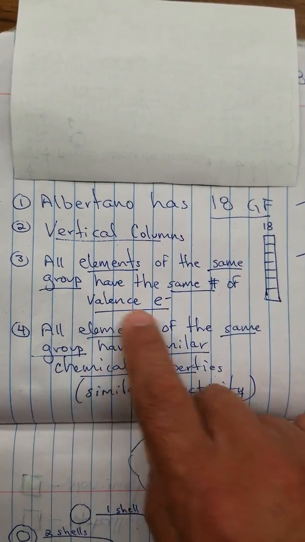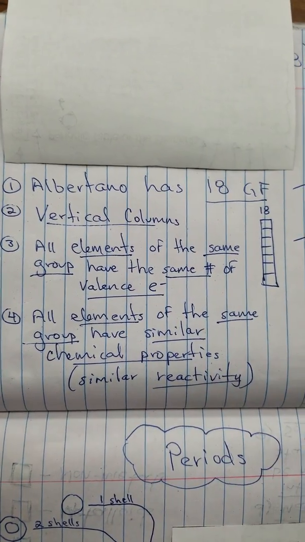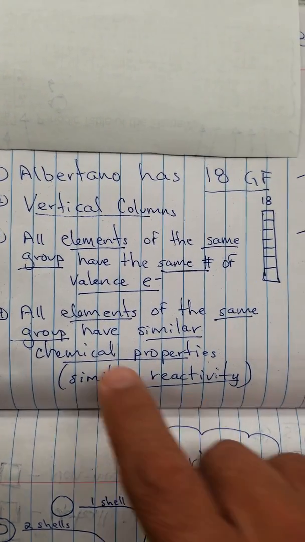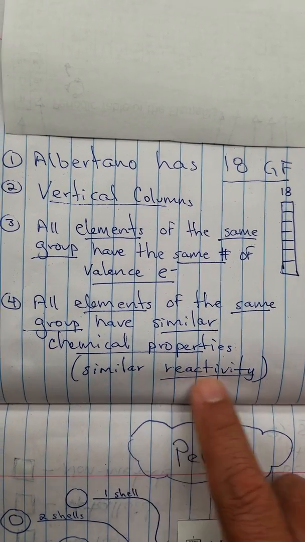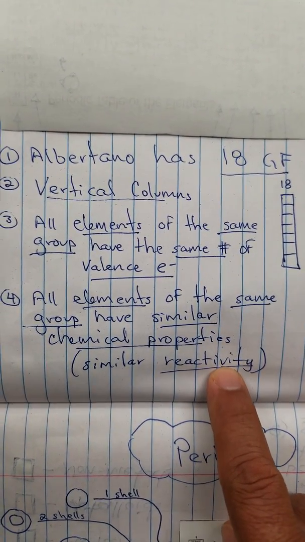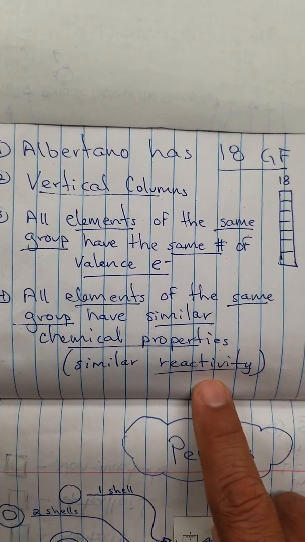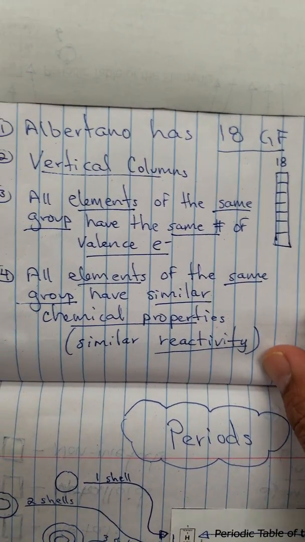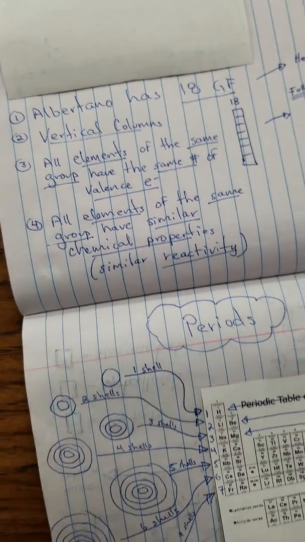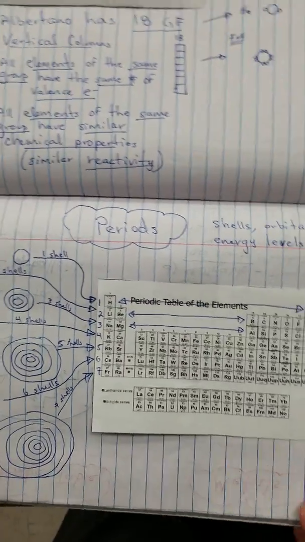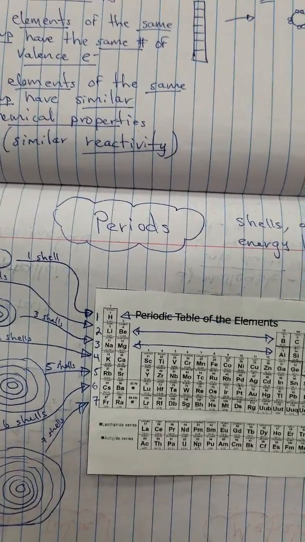All elements of the same group have the same number of valence electrons. And all elements of the same group have similar chemical properties like reactivity. Reactivity, guys, is one of the chemical properties, and this is one that is mentioned all the time in STAAR. Alright, so make sure you have those. On the next page, we have periods. That's the title for them.